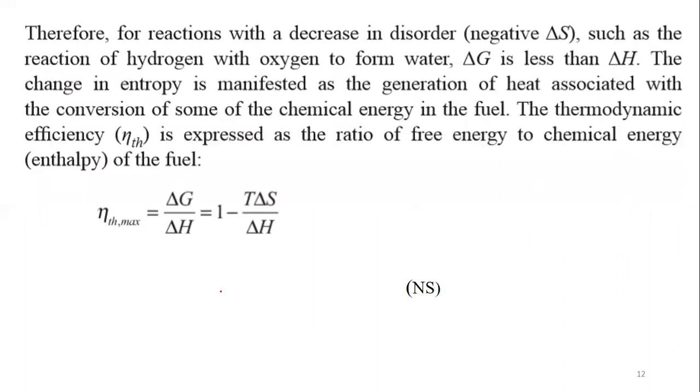But the interesting case is when the reaction decreases disorder, that is, a negative delta S. So we have two situations for delta S: a positive delta S and a negative delta S. The positive delta S means the change in entropy, the randomness, is going to increase. It's a positive value. And there is also a possibility that randomness is going to decrease.